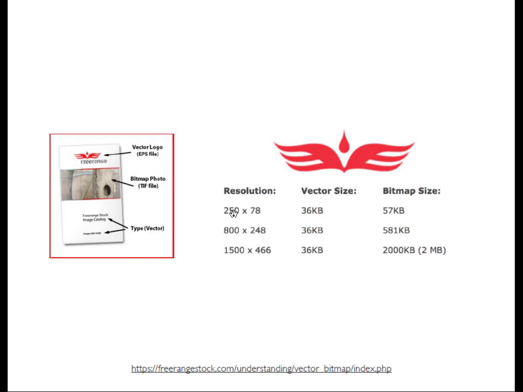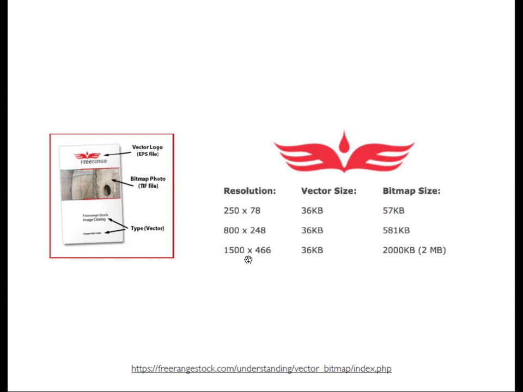Notice that when that logo is at this resolution, it's 36 kilobytes. Regardless of the resolution, the vector logo stays the same file size; the file size does not get bigger. But notice that as the raster image gets larger, it goes up by times 10, and then times 4. You can see how the file size gets exponentially larger when you make the resolution of that file just a little bit bigger.